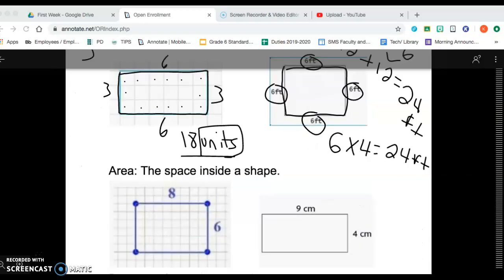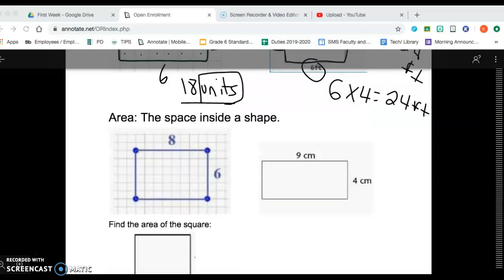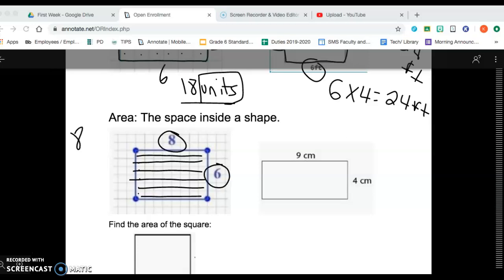So now let's go down to area. So area is the space inside of a shape, right? So if you wanted to, you could go through and you could count all of these little dots. But that would just take forever. So another way to think of it is to think of, so right now we have 6 rows of 8, right? This is 6 rows of 8, which means we can multiply the 6 and the 8 to get our answer, right? And that's going to give us 48 units.